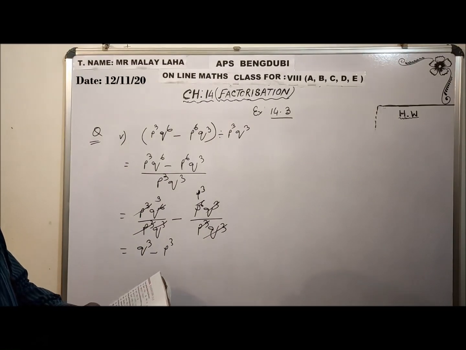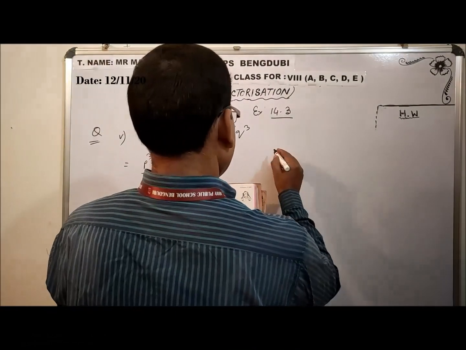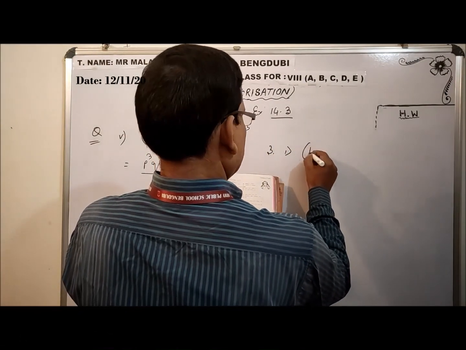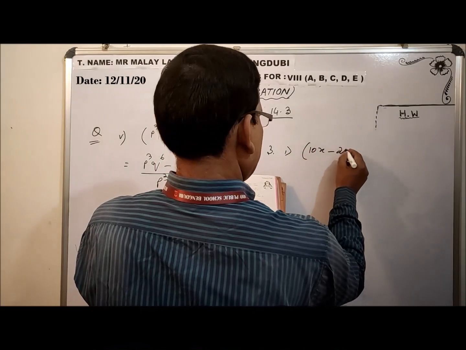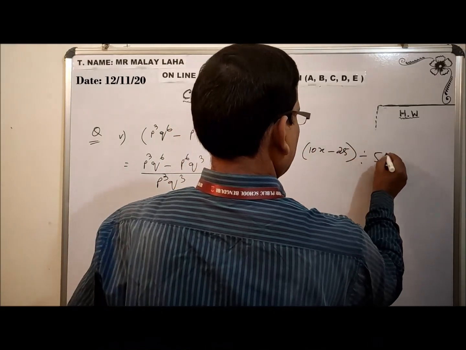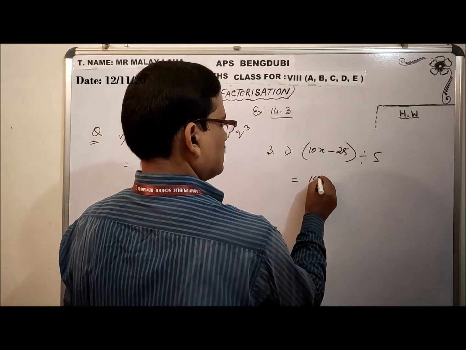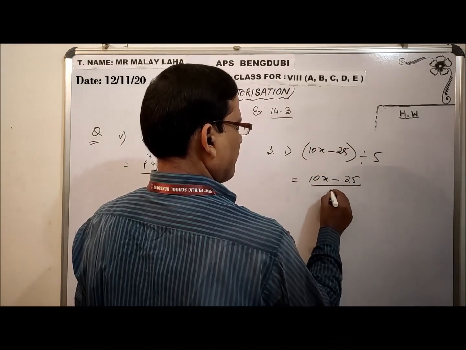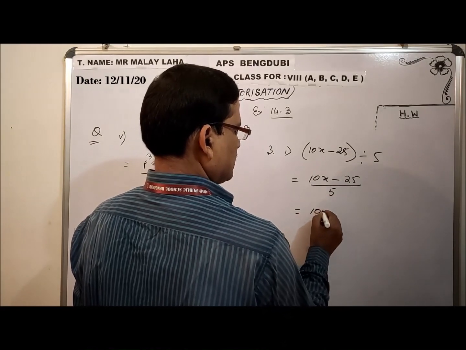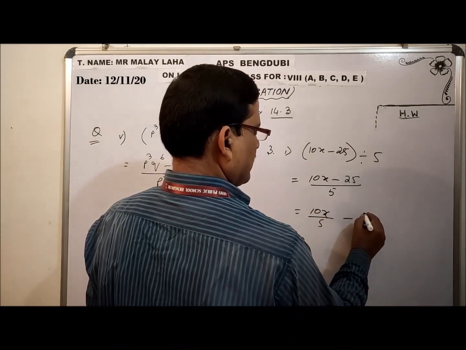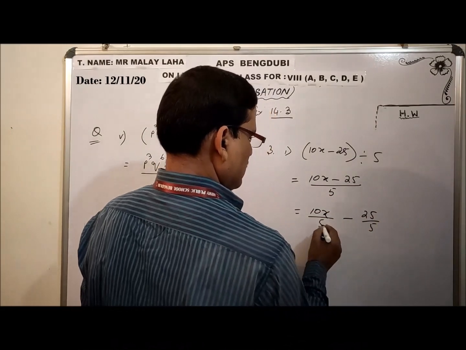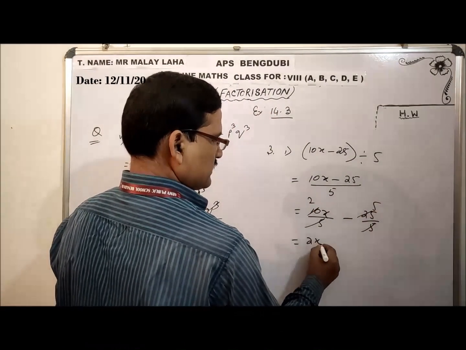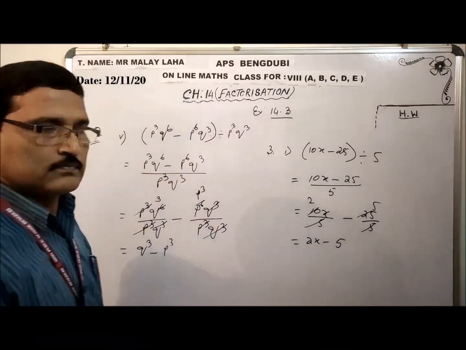Same binomial by monomial or binomial by binomial. So here number 1, 10x minus 25 divided by 5. So split first: 10x minus 25 divided by 5. That means 10x by 5 minus 25 by 5. So cut 2, cut 5. So 2x minus 5. Very simple.